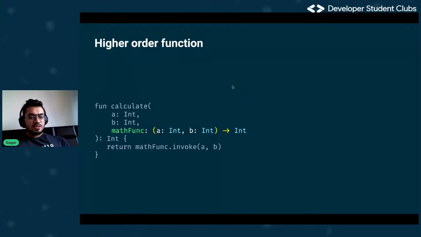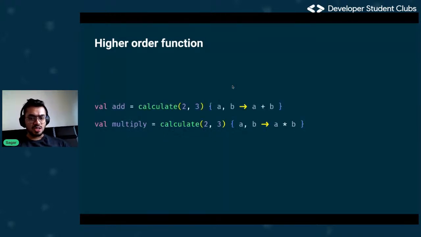So this is how you declare a function. This is how you accept a function within a function. So the parameter name and then the function signature. So two integers and it is returning another integer. And this is how you can call it.